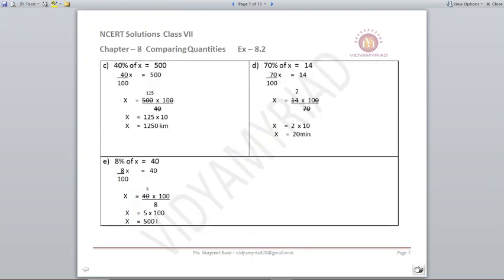Similarly, C part, 40% of x is equal to 500. It will be written as 40 upon 100 x is equal to 500. X is equal to 500 multiplied by 100 upon 40. Solve it. You will get 1250 kilometers. D part, 70% of x is equal to 14. So 70 upon 100 x is equal to 14. Solve it. At the end you will get x is equal to 20 minutes. And the last part, 8% of x is equal to 40. So 8 upon 100 x is equal to 40. X comes to 500 liters.